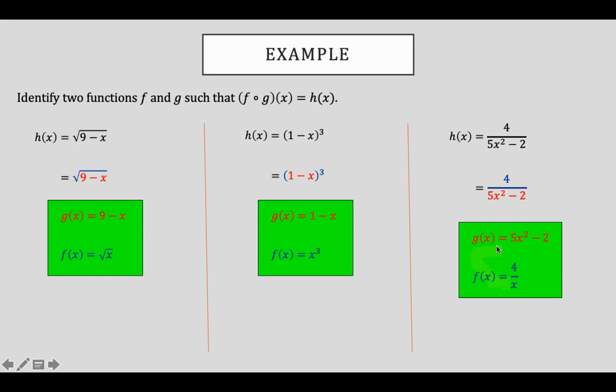Here we have our inside function, the quadratic, g of x equals 5x squared minus 2. Our function f of x is equal to 4 divided by x. Notice that evaluating f of g of x, if we were to plug g into f, we would end up with this function h of x.